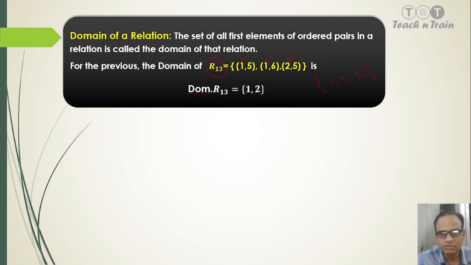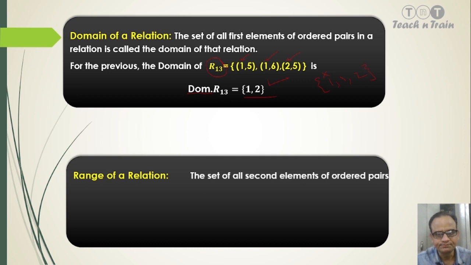But according to set theory, we can't repeat elements in a set. So repetition of 1 is not allowed. I can write it only a single time. So the domain of R13 will be {1, 2}.